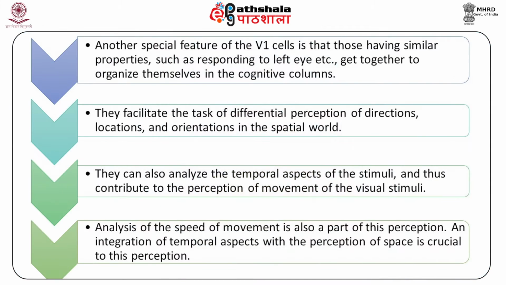Such dominance is maintained at the level of individual neurons in the primary occipital cortex. Another special feature of the V1 cells is that those having similar properties, such as responding to the left eye, get together to organize themselves in the cognitive columns. They facilitate the task of differential perception of directions, locations and orientations in the spatial world.